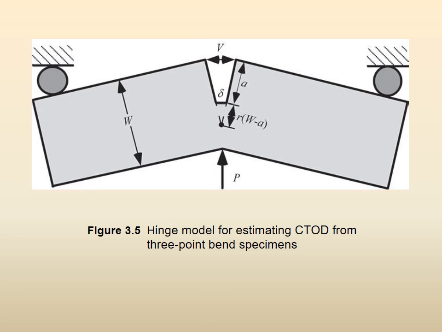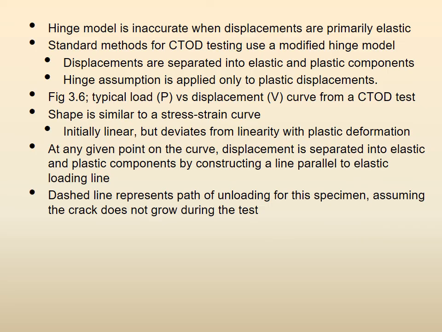The hinge model for estimating CTOD from 3-point bend specimens. The hinge model is also inaccurate when displacements are primarily elastic only. You see, we should say that if they are only elastic, then we should use LEFM. Why go to the higher level of EPFM, elastic plastic, right? So that is the first thing. Standard methods for CTOD testing use a modified hinge model. This hinge model can be inaccurate, so they use a modified hinge model. Displacements are separated into elastic and plastic components. Hinge assumption is applied only to the plastic displacement.